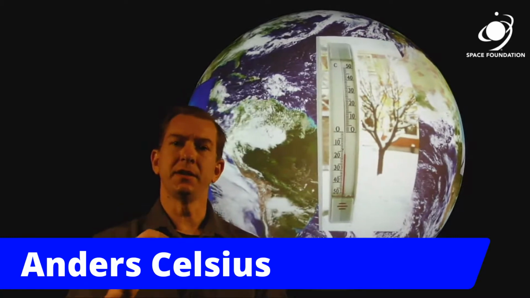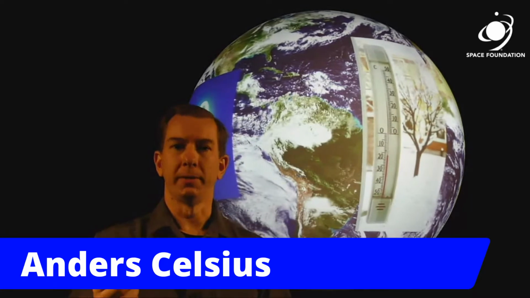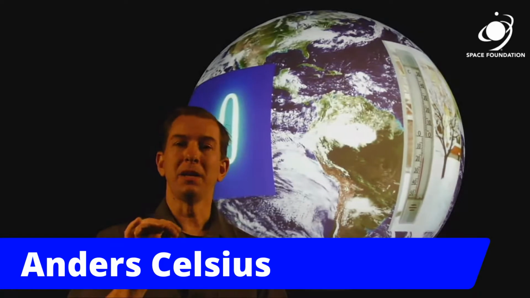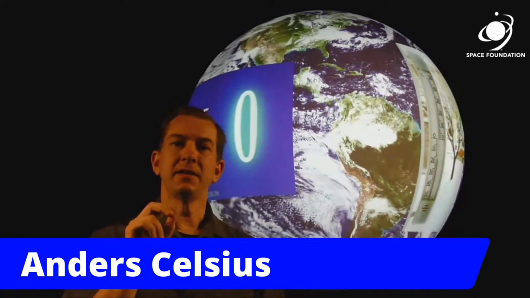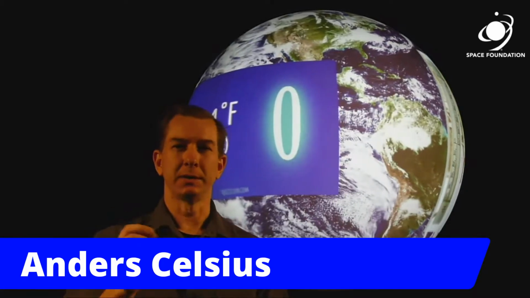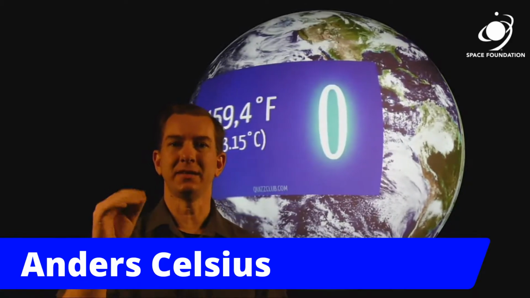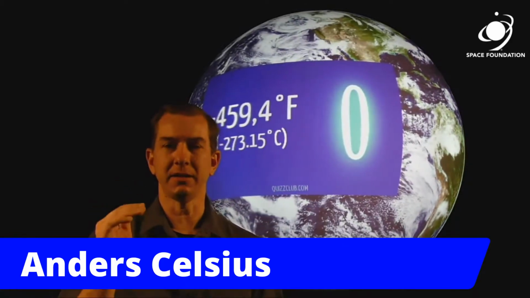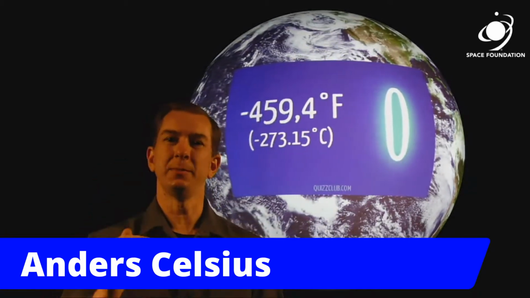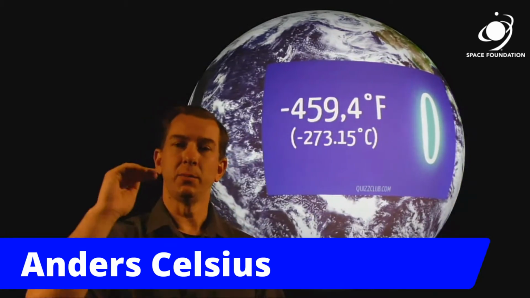So Anders Celsius based his temperature scale, his thermometer, on water. He established that the freezing point of water be 100 and the boiling point of water be 0. So that sounds backwards, doesn't it? Well, he first named this scale the centigrade scale. Centigrade, centi means 100. Grade means like gradient or steps. So 100 steps from the freezing point of water to the boiling point of water.